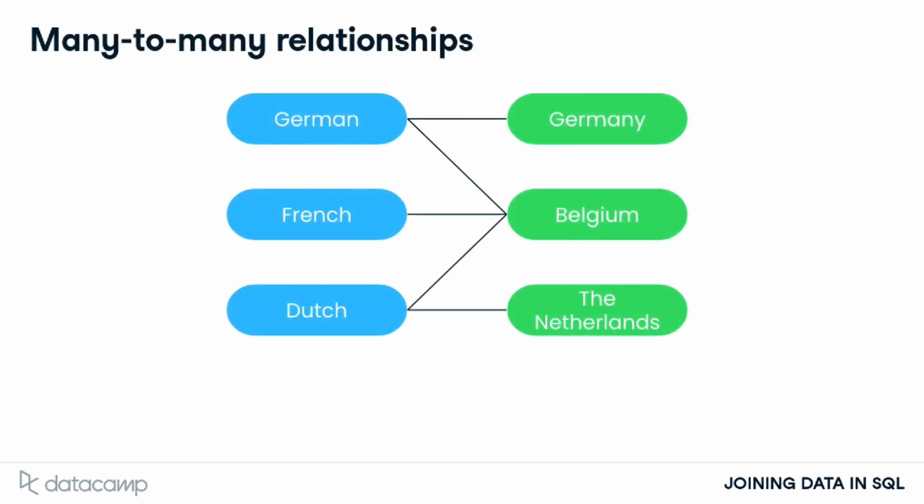The last type of relationship we'll discuss is a many-to-many relationship. An example of this is languages and countries. Here we show the official languages of Germany, Belgium, and the Netherlands, where we see that many languages can be spoken in many countries. For example, Belgium has 3 official languages: French, German, and Dutch. Conversely, languages can be official in many countries. Dutch is an official language of both the Netherlands and Belgium, but not Germany.